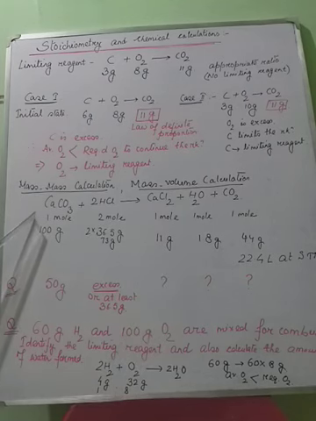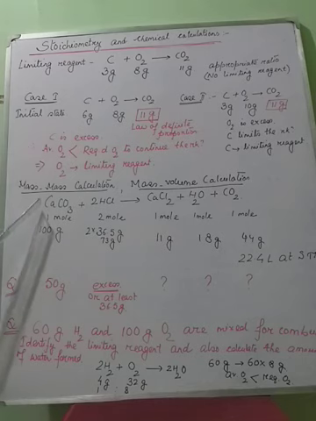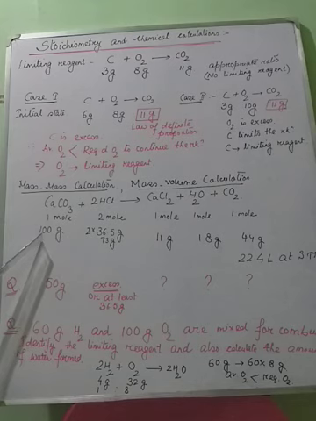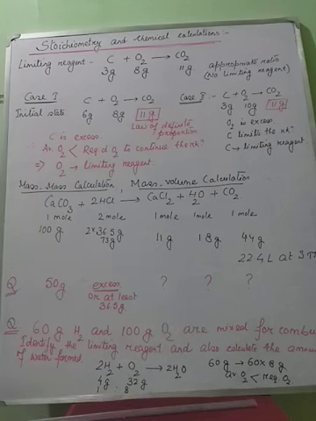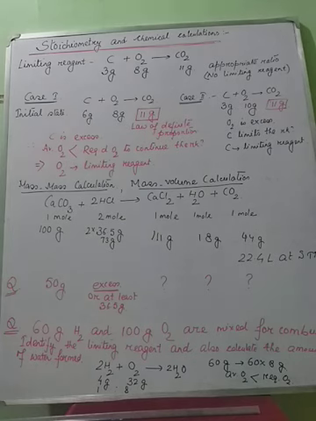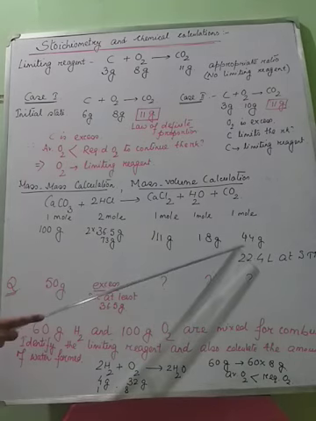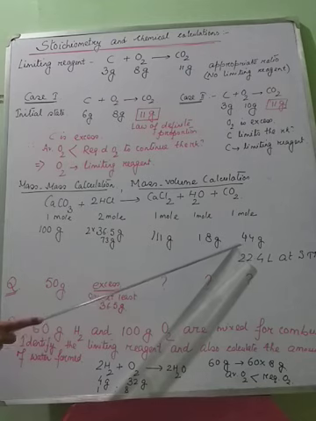The second one, what we get, is that the mass, that is 100 gram of calcium carbonate, the gram molecular mass, is reacting with 73, that is 2 into 36.5, that is 73 gram of hydrochloric acid to form 111 gram of calcium chloride, 18 gram of water and 44 gram of carbon dioxide.